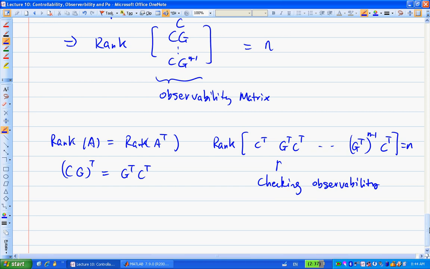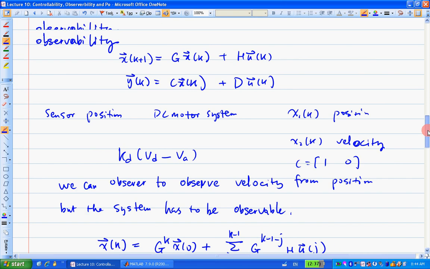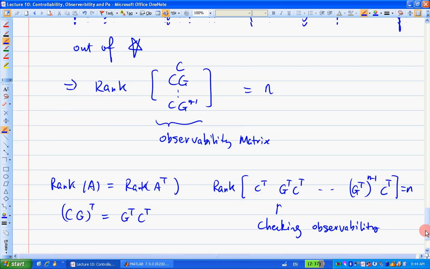So in short, in terms of controllability and observability, it's actually pretty straightforward. All you need to do is check the rank of two matrices. For controllability, you check this matrix. For observability, you check either this one or this one. So how do you do that?